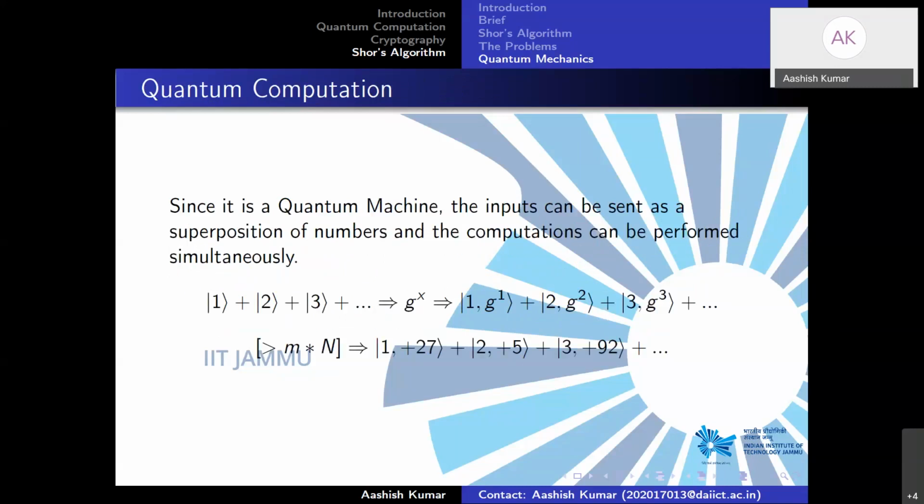Since it is a quantum machine, the inputs can be sent as a superposition of numbers and computations can be performed simultaneously. So instead of giving one number x, we can give a superposition of different numbers, and it will do the same thing, raise the guess to the power of the number input, and produce a result set which will also be a superposition of numbers. Then it will check how the result relates to m into n, and produce another superposition according to that.